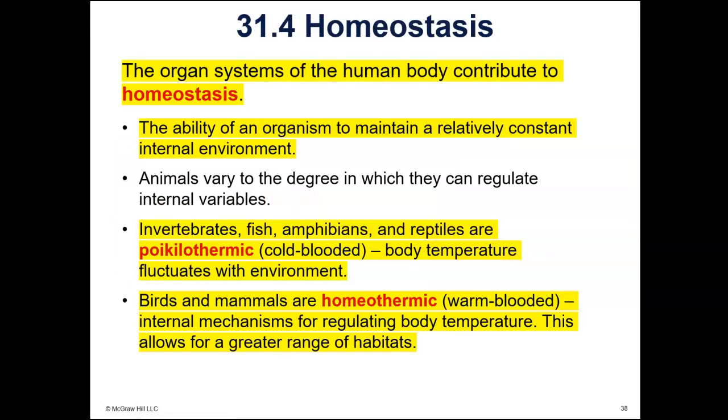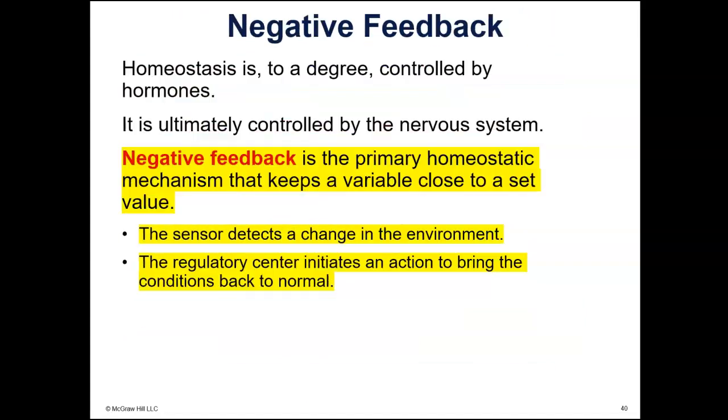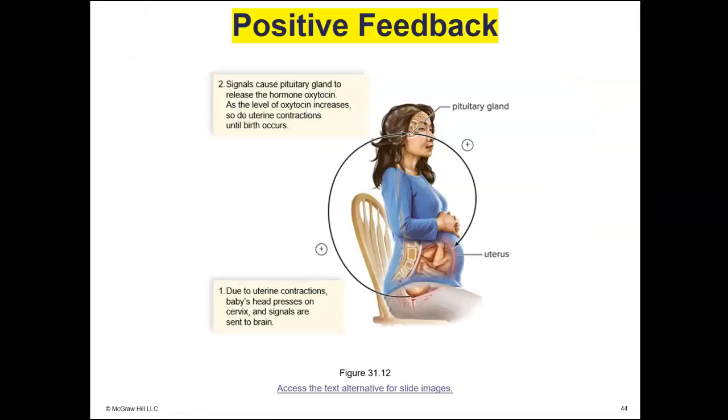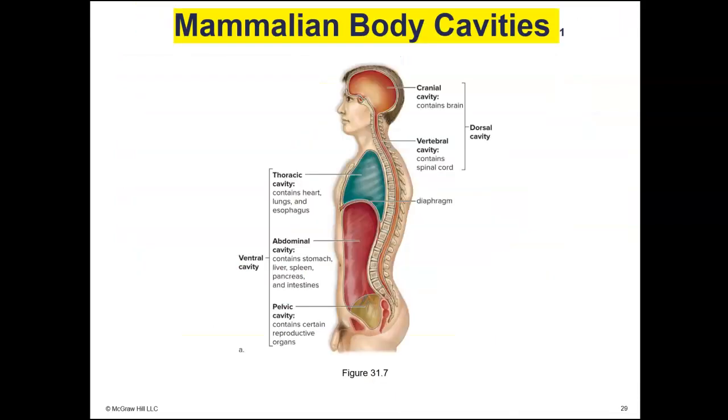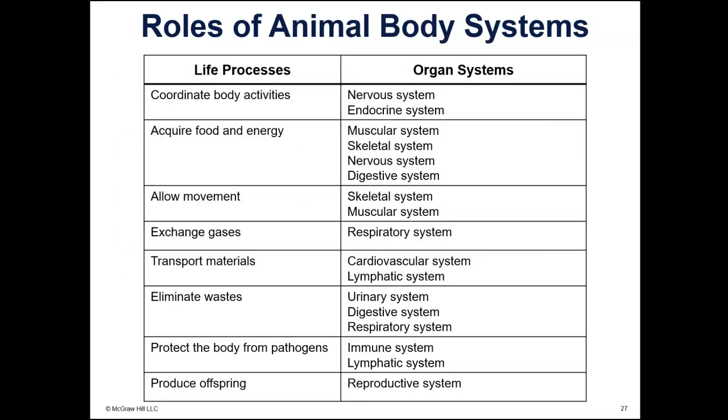Now, our last section is on homeostasis. All of the organ systems of the human body contribute to homeostasis. And before we do this, I keep looking for a list of the organ systems. So let's just go back. This is the only thing we have, this table. Let's just go back before we do homeostasis, and let's just talk about the organ systems. There are 11 organ systems.